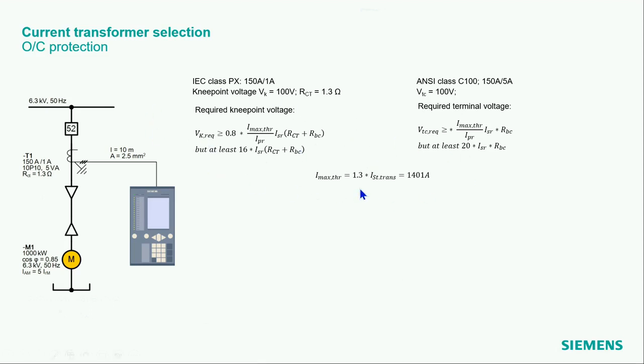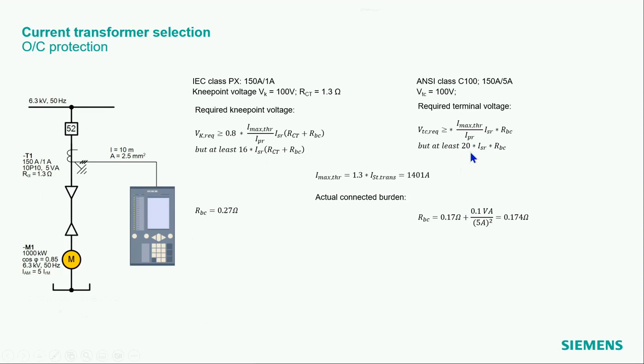Then we have our maximum threshold. This is what we had before. And now we have to have a look at the actual connected burden. I took the same example here, so we have the same burden of the relay and the cabling.